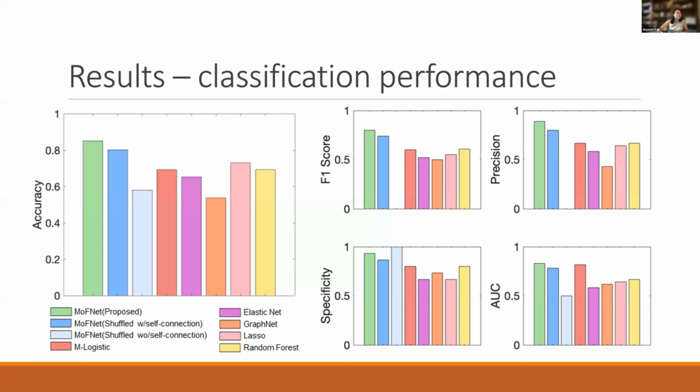Overall, we can see that the proposed MOFNet gets the best performance over all the other logistic regression-based methods and the random forest across accuracy, F1 score, precision, AUC, as well as specificity. But when you look at the MOFNet itself, once we shuffle the network but keep the self-connection, the performance is slightly worse than the one with the curated network. But if we use the MOFNet with shuffled prior network and remove the self-connections, the performance becomes really bad. If you look at the F1 score, it's almost 0, and also for the precision.